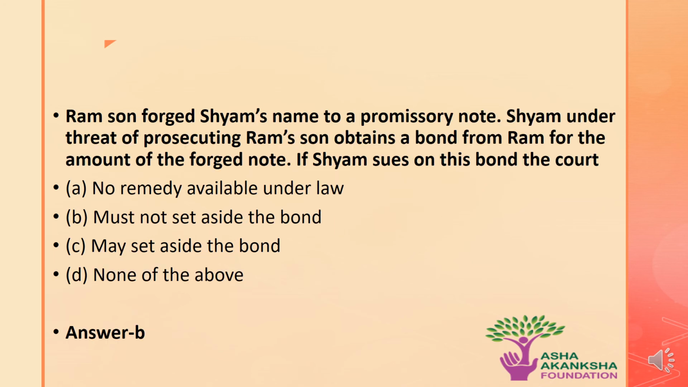The next question is: Ram's son forged Shyam's name on a promissory note. Shyam, under the threat of prosecuting Ram's son, obtains a bond from Ram for the amount of the forged note. If Shyam sues on this bond, the court shall, options are A. No remedy is available under the law. B. The court must set aside the bond. C. The court may set aside the bond. Or D. None of the above. The correct answer to this question is option B. That is, if Shyam sues on this bond, the court must not set aside the bond. The bond will still be applicable.